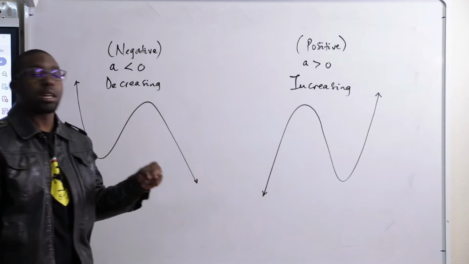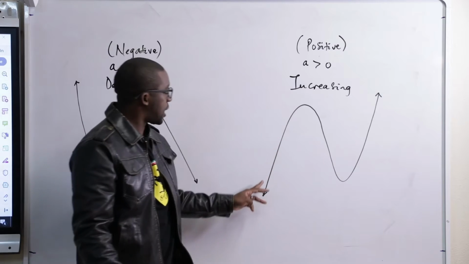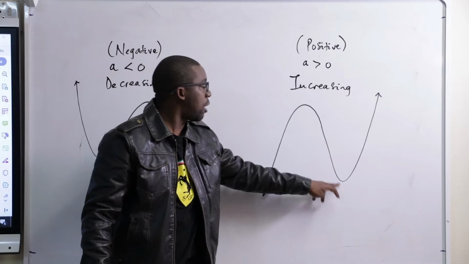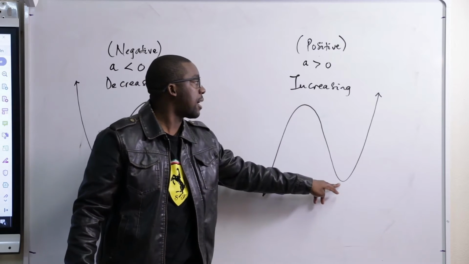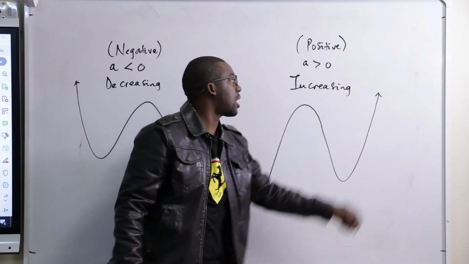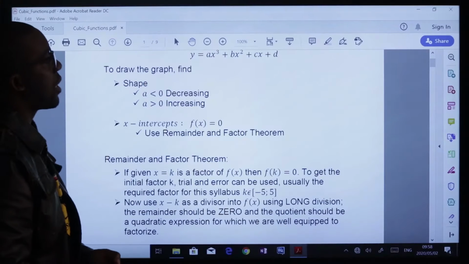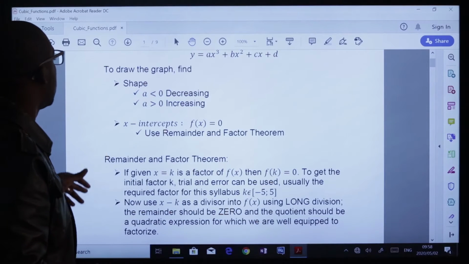Generally, because 2 legs out of the 3 are going up, as x is increasing, y is also increasing. It turns, goes down between the maximum and the minimum, then it starts to increase again. That is what governs the shape of the function.